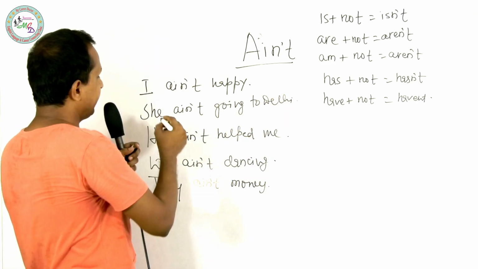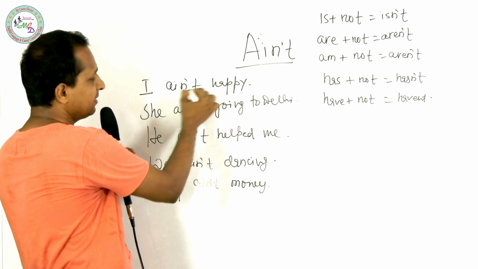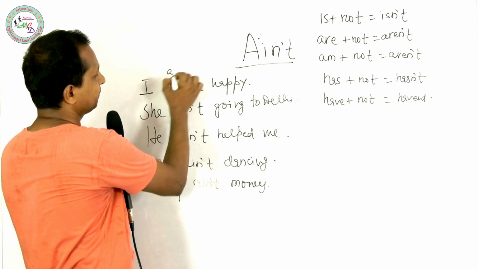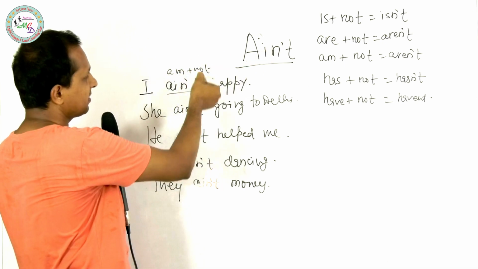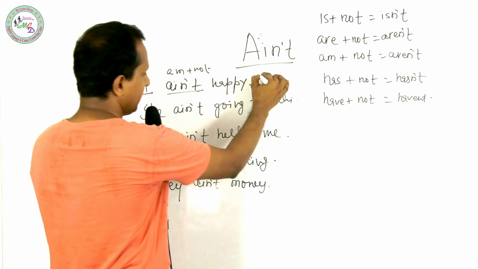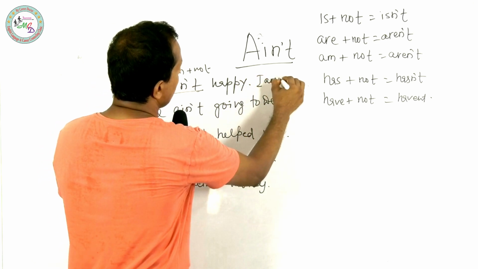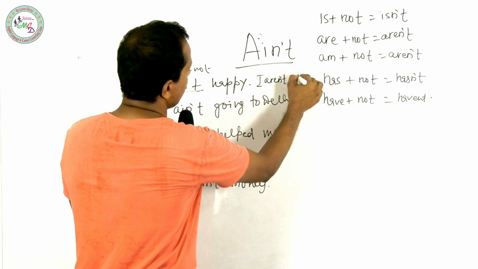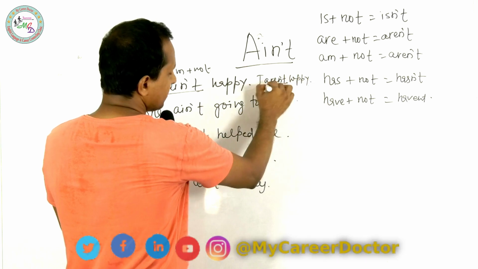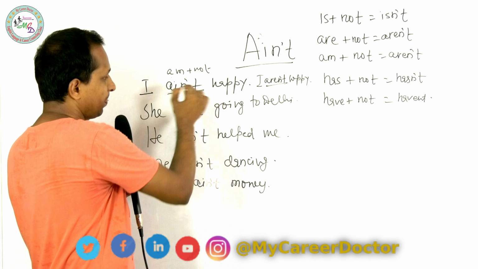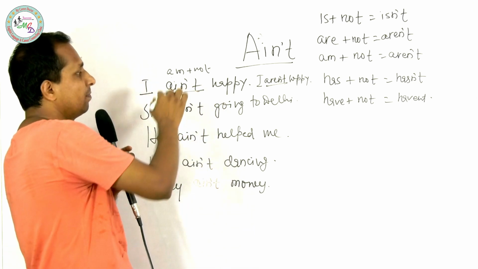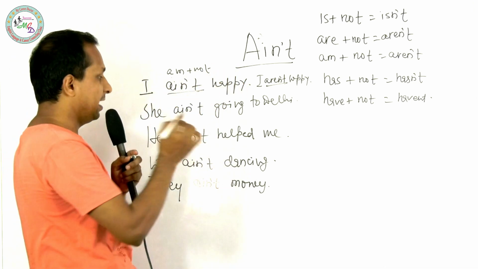Alright, so in these sentences, the first is I ain't happy. Here ain't means am plus not. Either you say aren't, I aren't happy, that's also correct. You might use that in an examination, but not this. So I ain't happy means I am not happy.